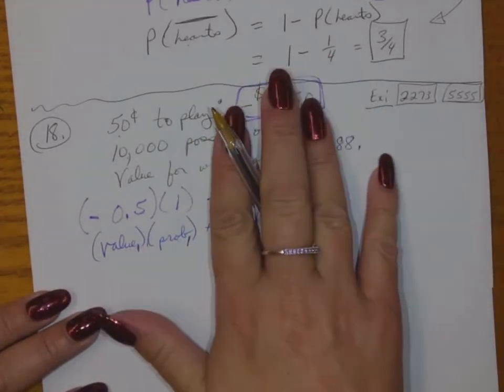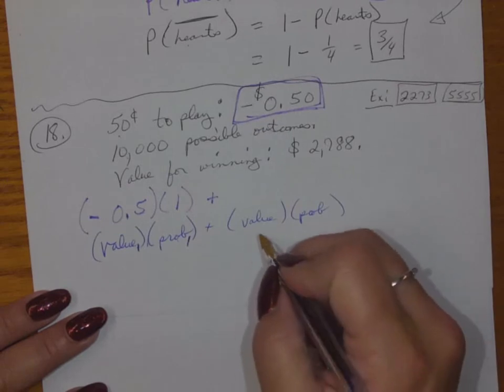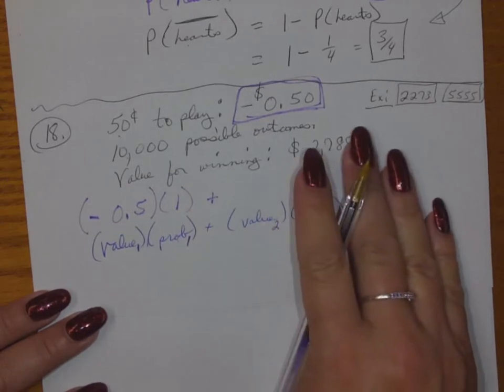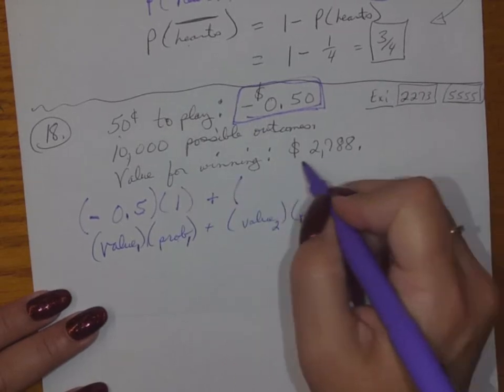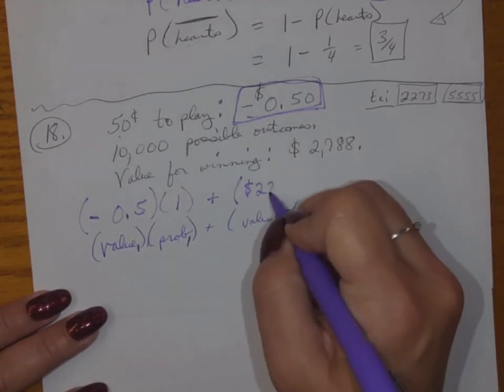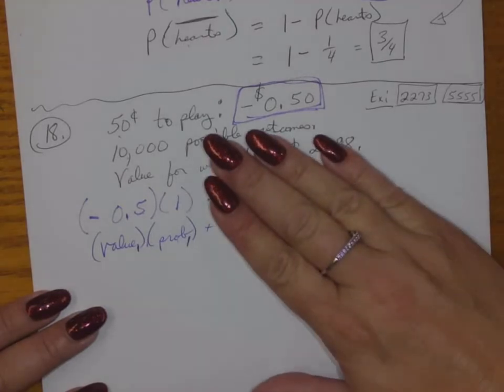Well, everybody pays 50 cents, right? So that probability is a 1. Okay. The value of the second outcome, well, what's that? If we win, $27.88, right? Okay. Times the probability of that second outcome, which, by the way, if you lose, you just stop right there, right? You just lost 50 cents.